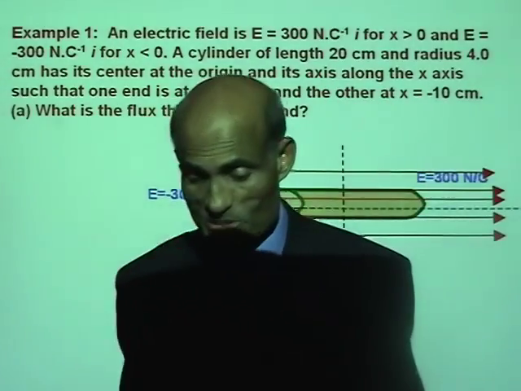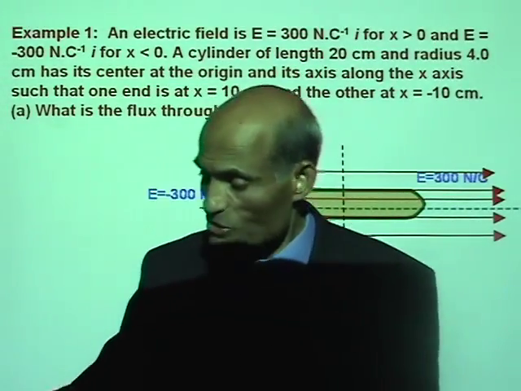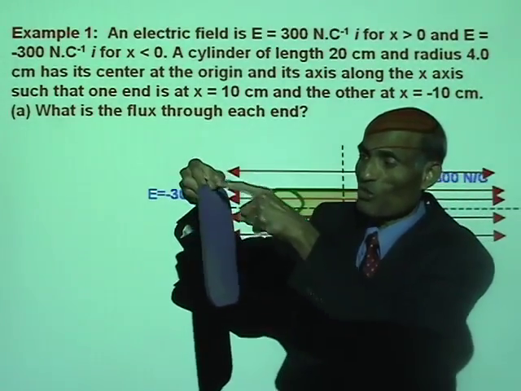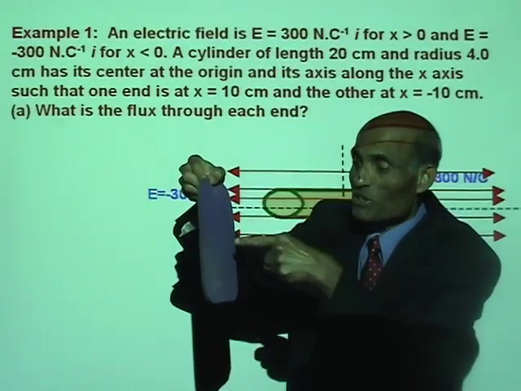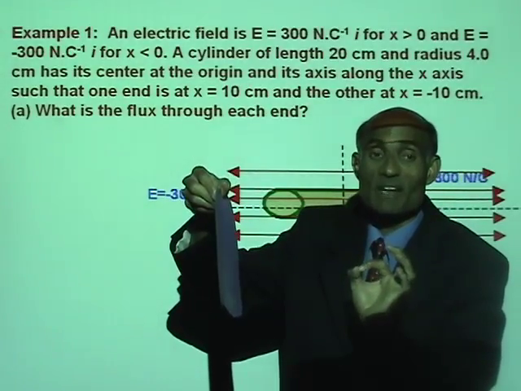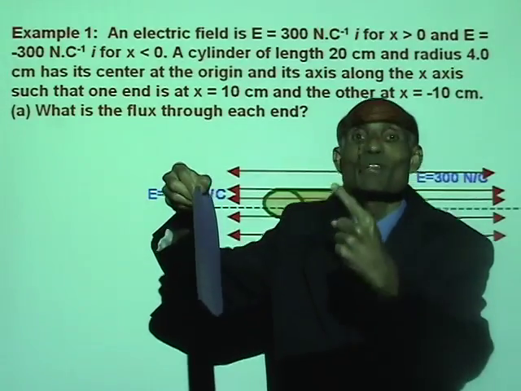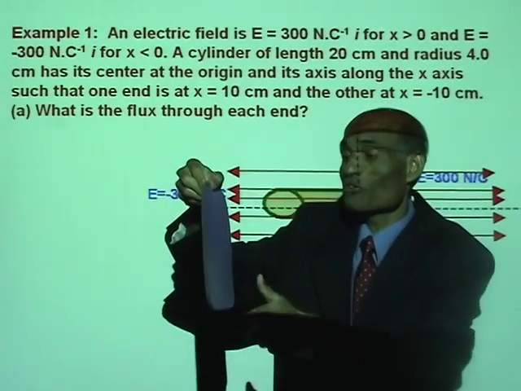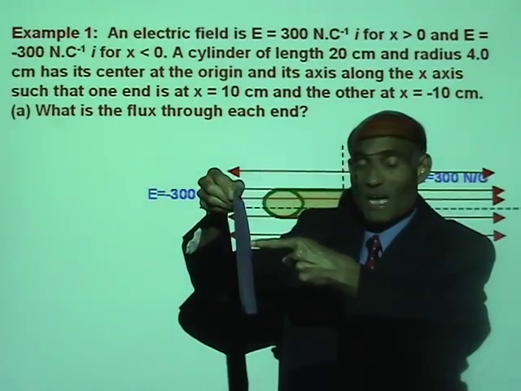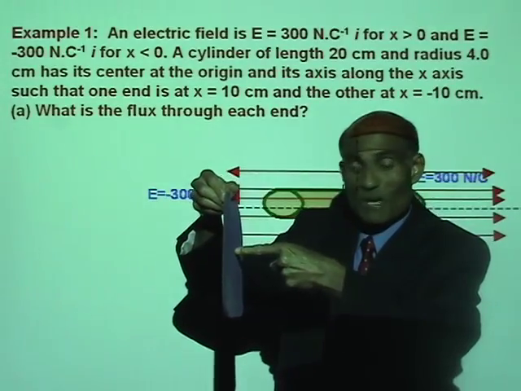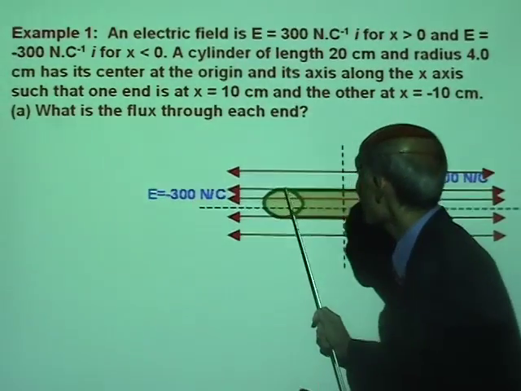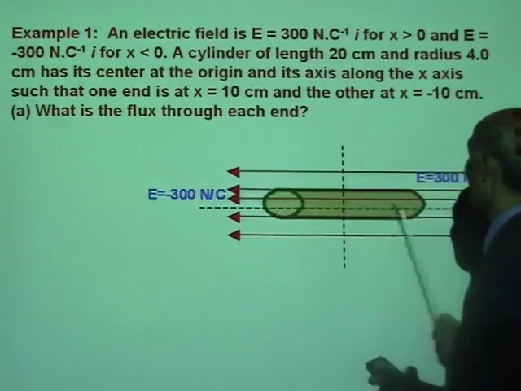Now remember, you must understand the amount of flux crossing an area. If this is the area, the amount of flux crossing this area will be the electric field multiplied by the area. Is that right? Because the definition of electric field is flux per unit area. So flux crossing an area is the electric field at right angles to the area multiplied by the area. Alright, so can we find the flux crossing each of these ends?